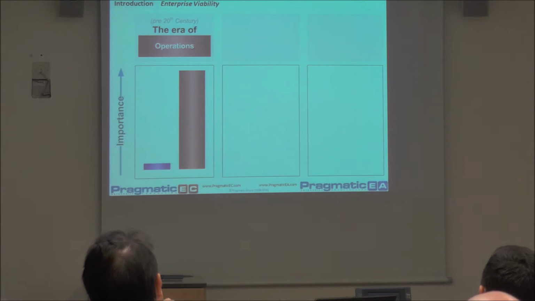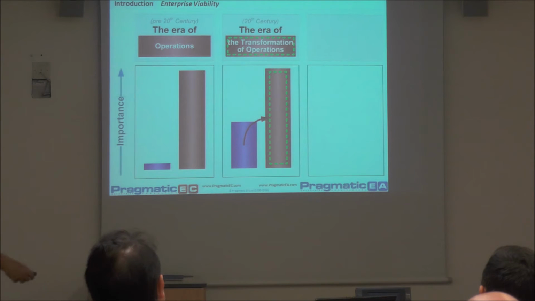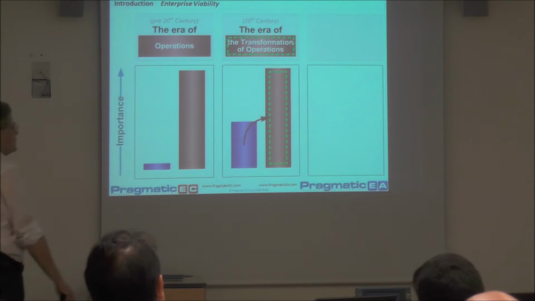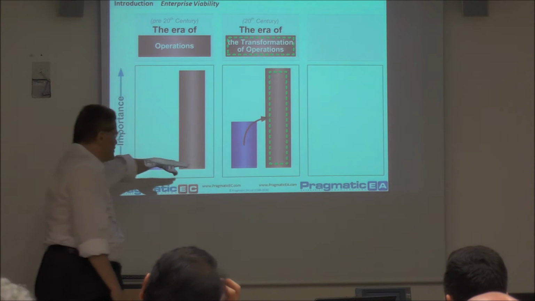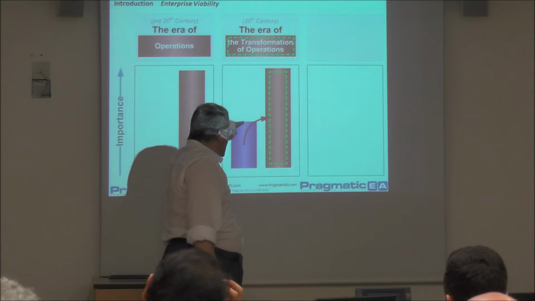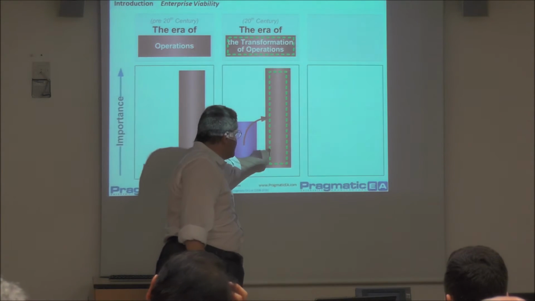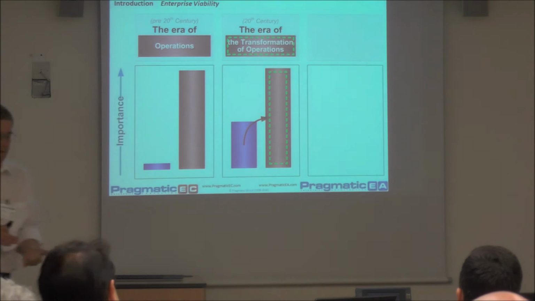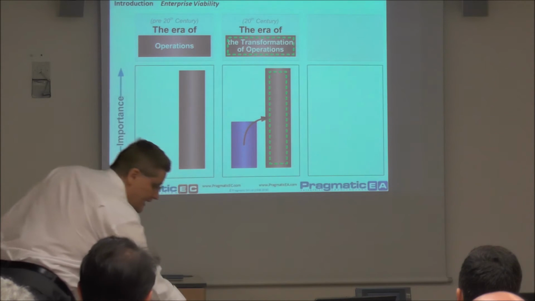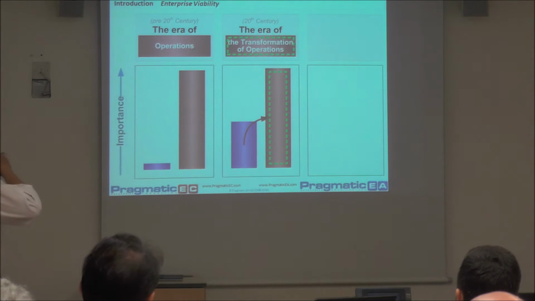The era that I think we've just been through, I call the era of the transformation of operations. So the importance of transformation grew, and we spent a lot of time transforming operations, or what operations did, to make it more effective, more efficient, more agile, more sustainable.